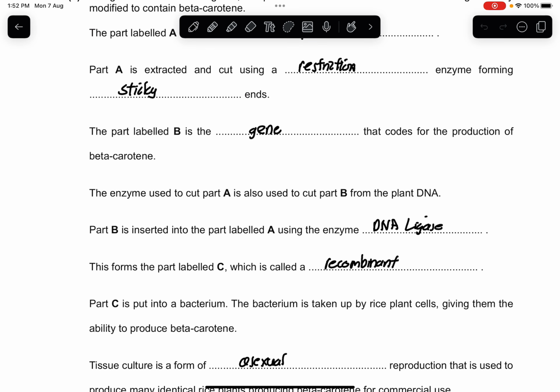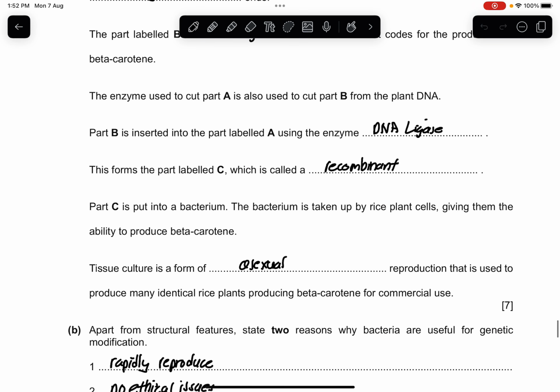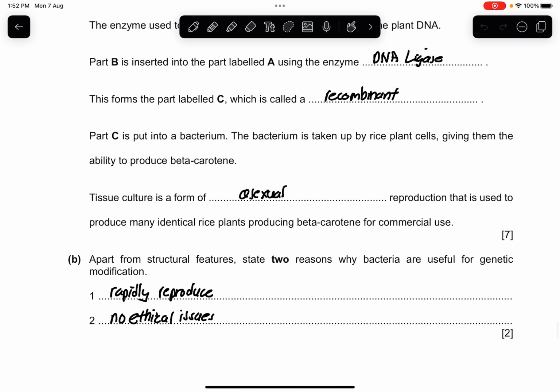The enzyme used to cut part A is also used to cut part B from the plant DNA. And then part B is inserted into the part labeled A using the enzyme DNA ligase. This forms the part labeled C, which is a recombinant plasmid. Part C is put into a bacterium. The bacterium is taken up by rice plant cells, giving them the ability to produce beta-carotene. So tissue culture is a form of asexual reproduction, not sexual, because you are forming genetically identical cells. And that is used to produce many identical rice plants producing beta-carotene for commercial usage. Okay, that's all. 7 marks.